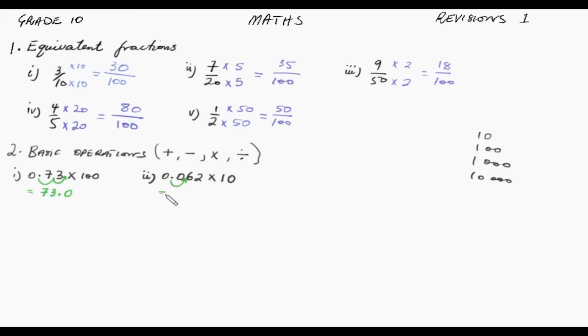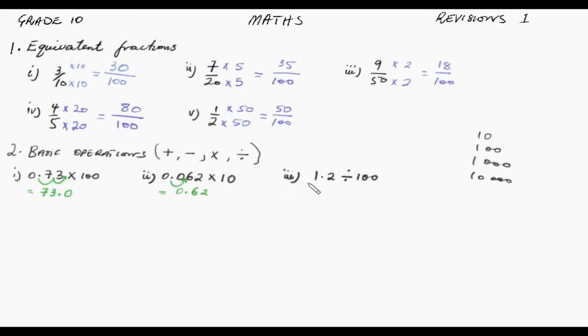So the answer would be, instead of 0.062, the answer becomes 0.62. This is the answer. All right? Now, this is simple mathematics, but very critical if you are not grounded. Now, let's continue. Let's look at example number 3, whereby you have 1.2 divided by 100. 1.2 divided by 100.